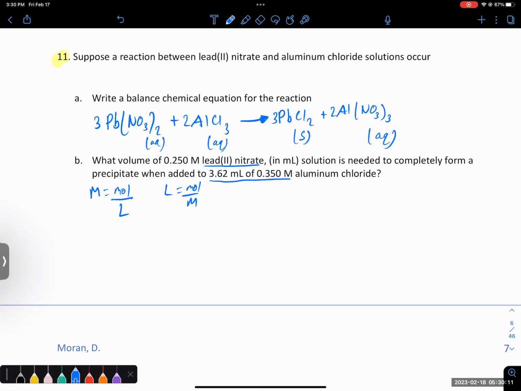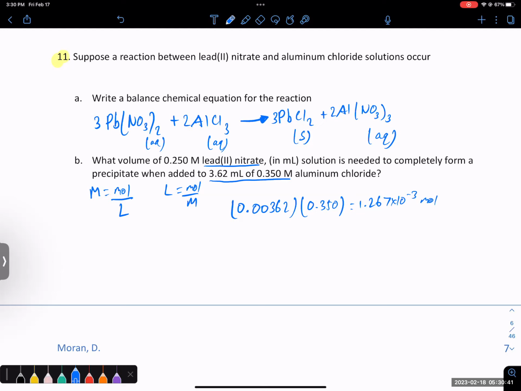So you said 0.0362, or 0.00362, yes. 0.00362 times 0.35. So you will get 1.267 times 10 to the negative 3. Exactly. All right, so moles pretty much done, right?